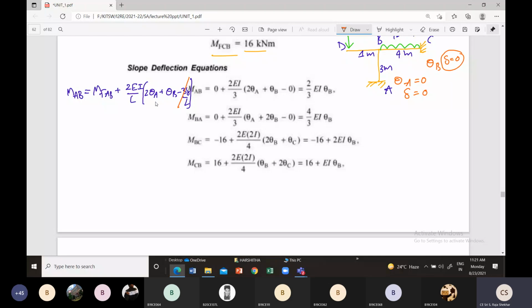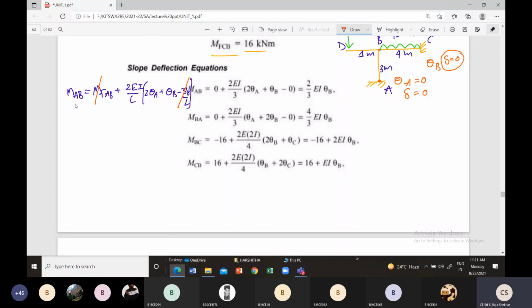So substitute theta A is equal to 0, and MFAB is also 0 because the external load is 0 for AB member. So fixed end moment due to external load is also 0.